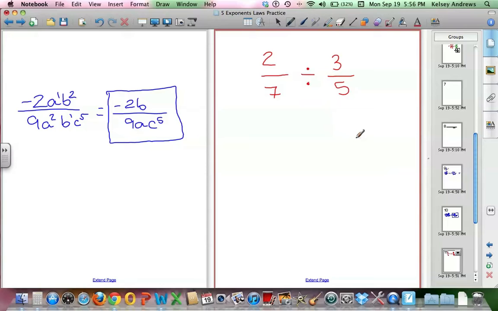Okay, the next one that we have is a division problem. Before we do the next one, we're going to just review quickly how we divide fractions. Remember, if you had 2/7 divided by 3/5, to do that you would multiply by the reciprocal. So we leave the 2/7 the same. Keep it. And then change the division to multiplication. And then multiply by the reciprocal, which is 5/3. Then we can just multiply straight across. 2 times 5 is 10, 7 times 3 is 21.